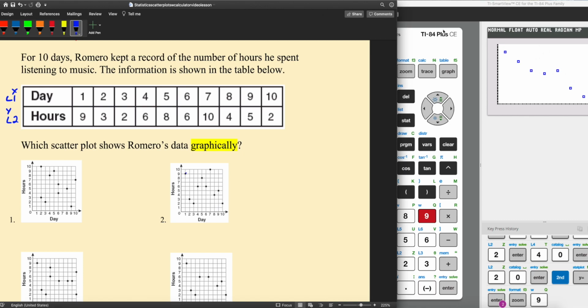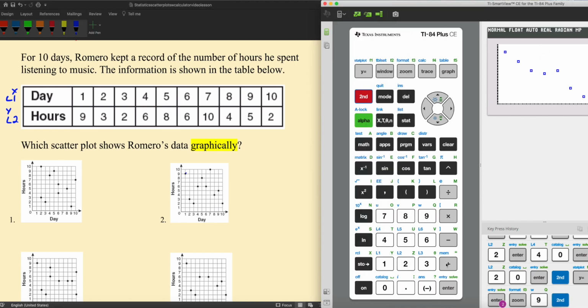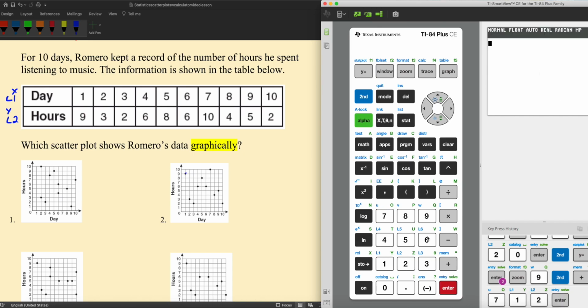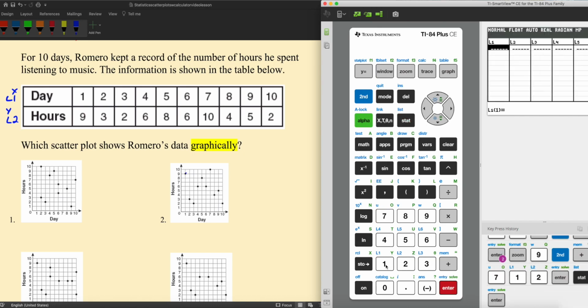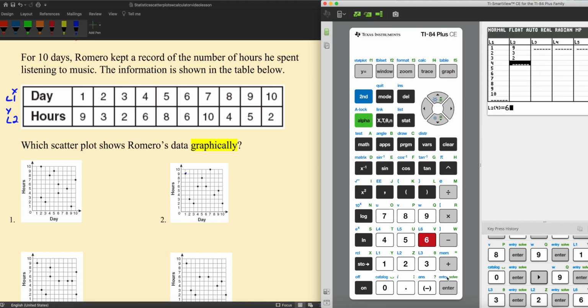So let's go back to the calculator. Let's clear it out. Second plus 712, enter. Now this one's pretty easy. Stat enter, it's 1 through 10. 2, 3, 4, 5, 6, 7, 8, 9, and 10. And then again, guys, you just hit the right arrow. Boom, you're in the L2. Just put these numbers in carefully. I put them in wrong last time I practiced this. 9, 3, 2. 6, 8, 6. 10, 4, 5.